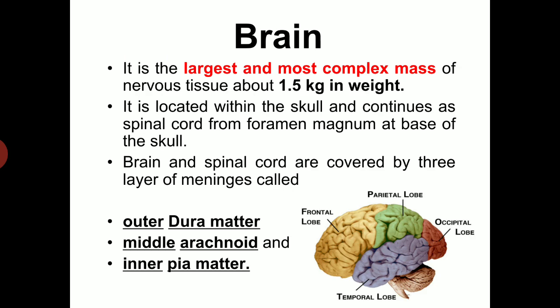Now, structure of the brain. It is the largest and most complex mass of nervous tissue. Weight is about 1.5 kg. It is located within the skull and continuous as the spinal cord from the foramen magnum at the base of the skull. Brain and spinal cord are covered by three layers of meninges called the outer dura mater, middle arachnoid and inner pia mater. So there are three layers of meninges which cover the brain and spinal cord.